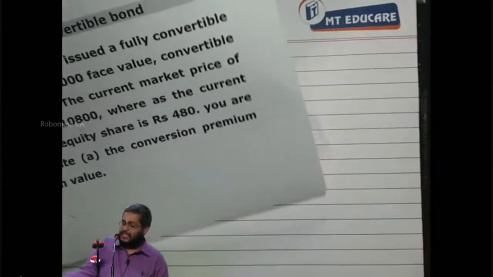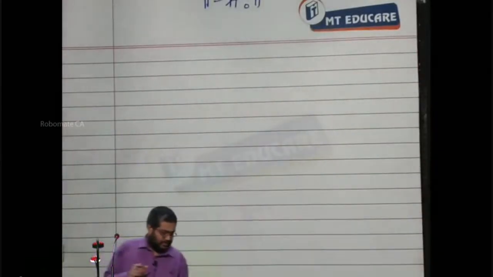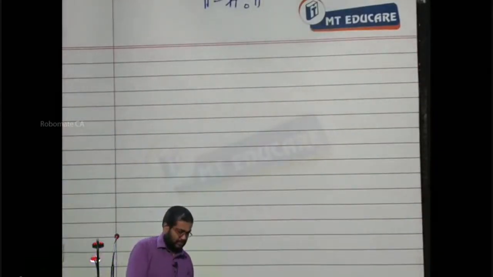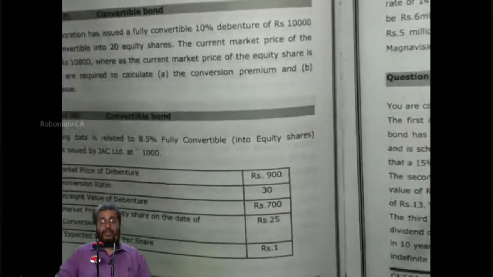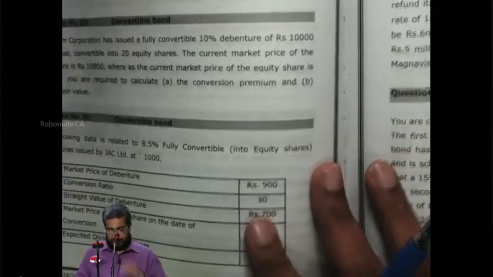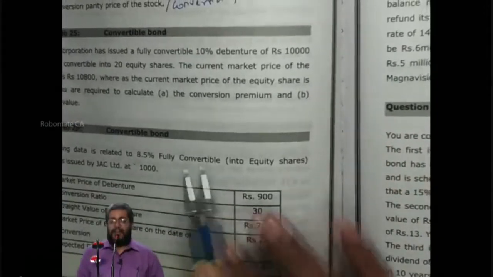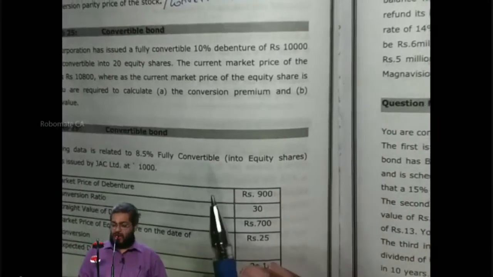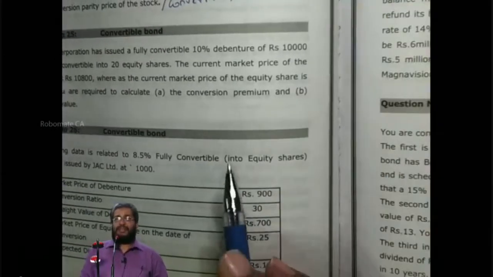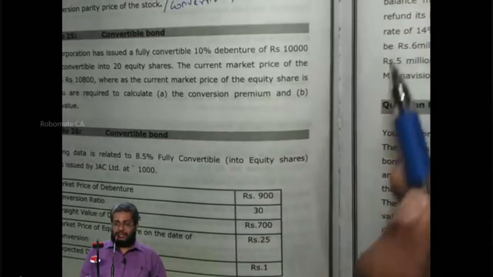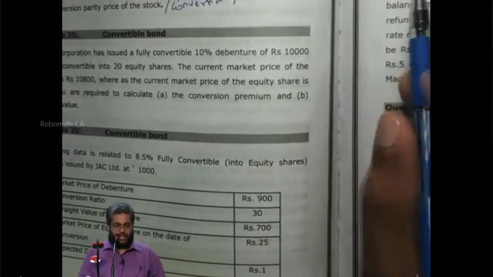Question number 26. Shall I proceed? The following data is one of the RTP questions, marked as important because all terms in convertible bonds are covered through this particular sum.